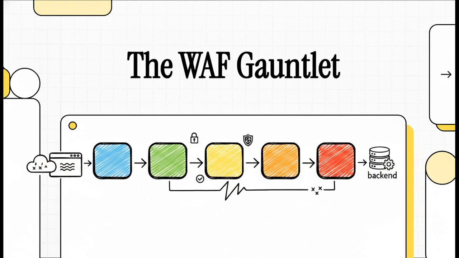Instead, I want you to look at the WAF as a gauntlet. It's the sequential, highly optimized, multi-layered filtration system. Every single web request has to run this gauntlet, and today we're going to map out exactly what that journey looks like, tracing it from the very edge all the way down to the back end.